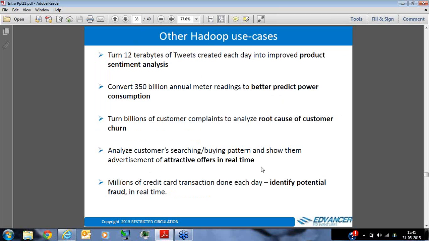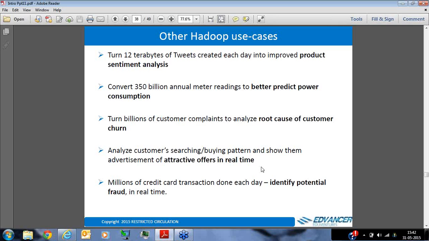Some of the other Hadoop use cases where you can turn 12 terabytes of data created each day. So a company did this. They took 12 terabytes of tweets created and they analyzed it to understand what was the sentiment around their product when they had launched a new product. They basically extracted all those tweets from Twitter, they stored it in their HDFS cluster. They used the MapReduce algorithm and used Hive and Pig to actually conduct the sentiment analysis as to what was the sentiment around their product on Twitter. Was it positive, negative, neutral? What did people like? What did people not like?